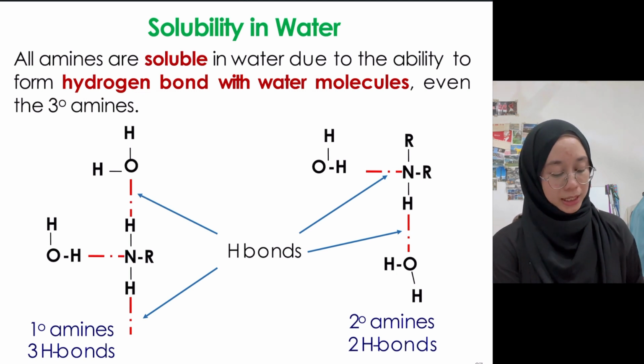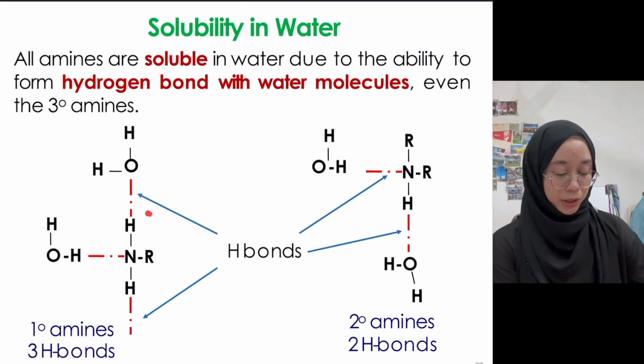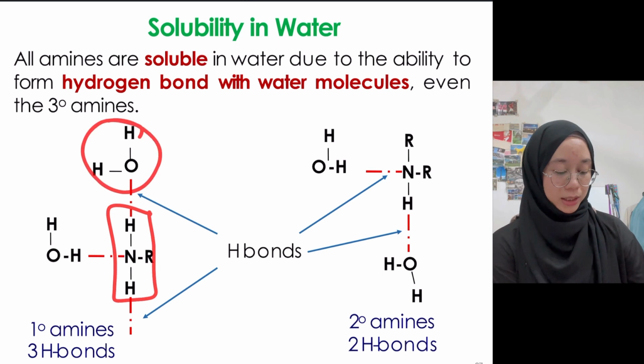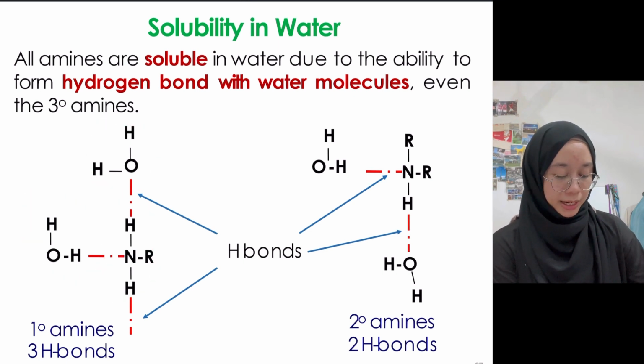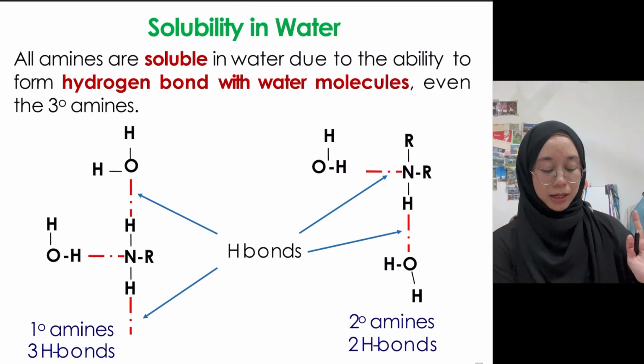Okay, so as you can see ini adalah primary amine. So primary amine dia boleh form 3 hydrogen bond with water. So ini adalah primary amine. So ini water, ini water. So dekat H dia ni boleh form hydrogen bond. Dekat N boleh form hydrogen bond. Satu lagi H yang dia ada pun boleh form hydrogen bond dekat sini. Okay, so primary amine dia boleh form 3 hydrogen bond.